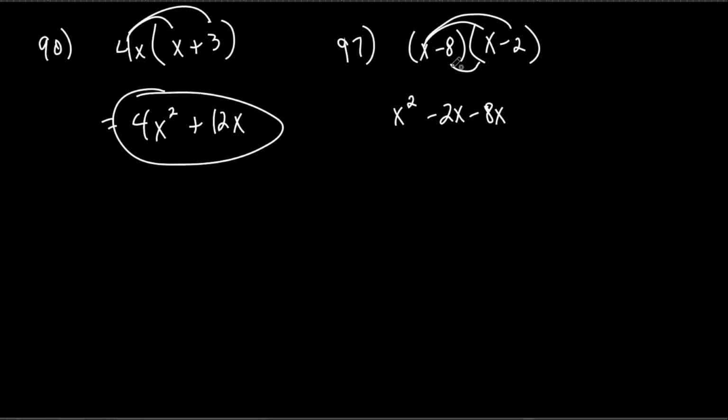And then you got your last terms. It's negative 8 times negative 2. What's negative times negative? It's positive, and then 16. Do we circle it and leave it like that? Nope. We have to finish simplifying it.